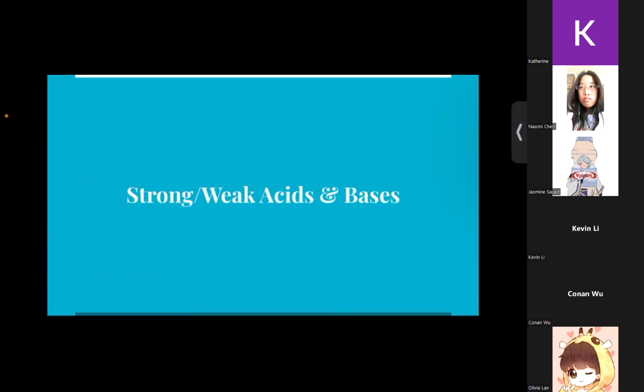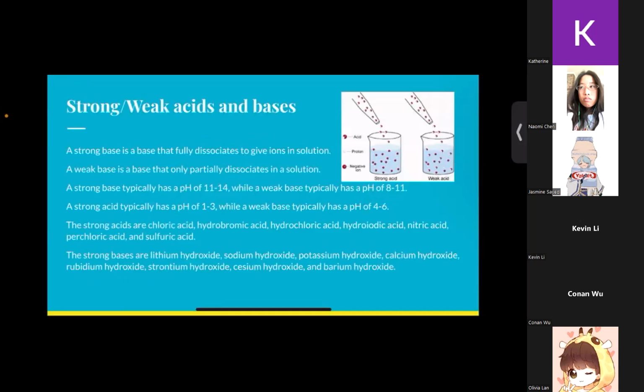So we're going to start off by talking about strong and weak acids and bases. A strong base is a base that fully dissociates to give ions in solution. A weak base is a base that only partially dissociates in a solution. A strong base typically has a pH of about 11 to 14, while a weak base typically has a pH of 8 to 11. A strong acid typically has a pH of 1 to 3, while a weak acid typically has a pH of 4 to 6.